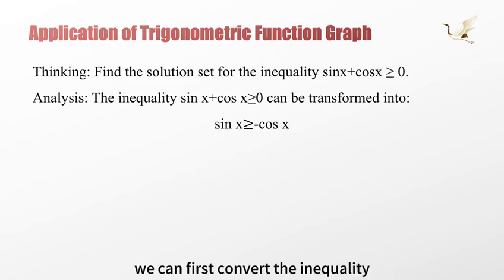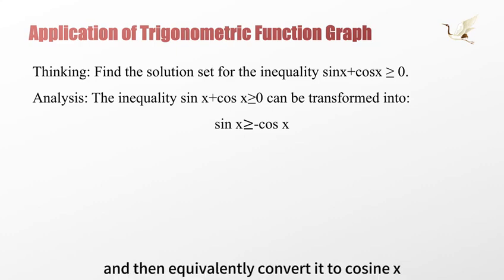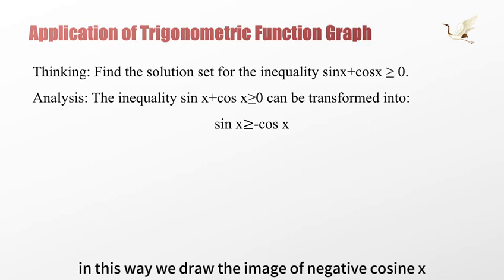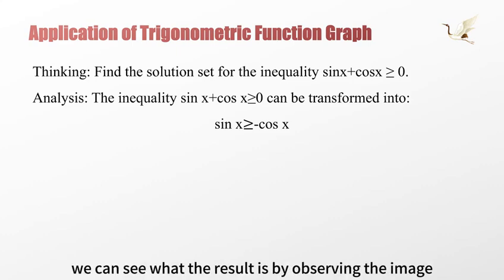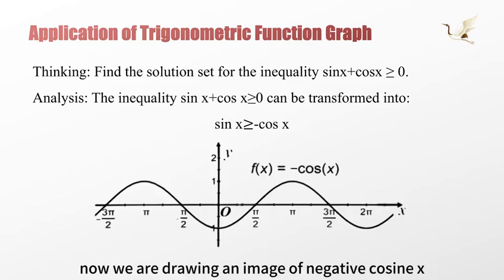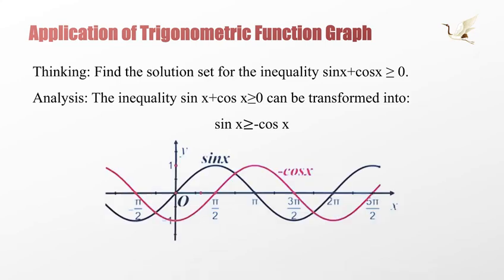We can first convert the inequality sin x plus cosine x greater than or equal to 0, and then equivalently convert it to sin x greater than or equal to negative cosine x. In this way, we draw the image of negative cosine x, and then draw the image of sin x. We can see what the result is by observing the image. Now we are drawing an image of negative cosine x. The red one is negative cosine x, and the black one is sin x.